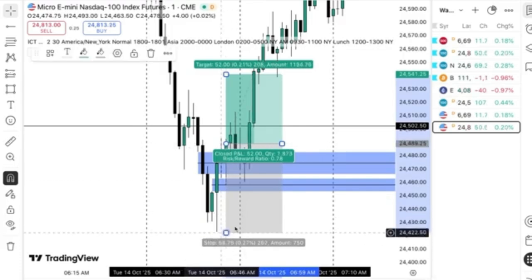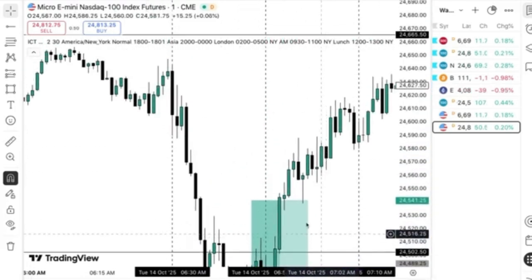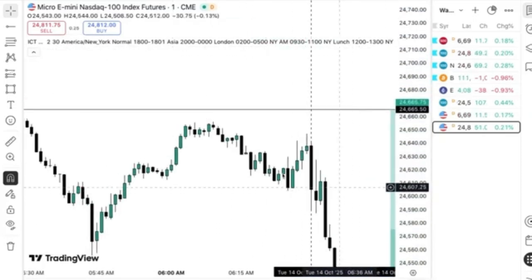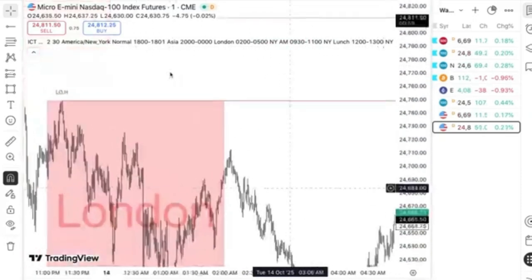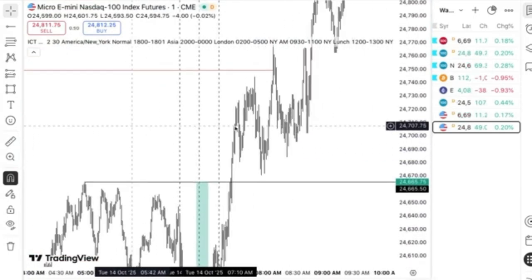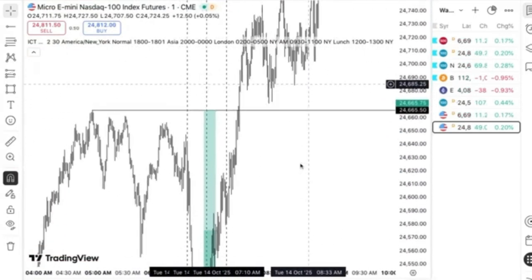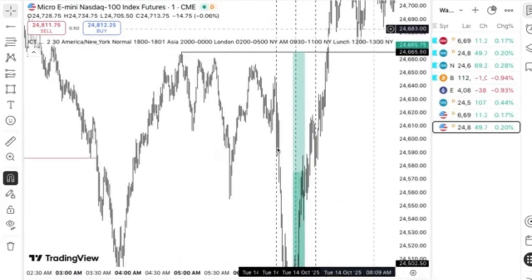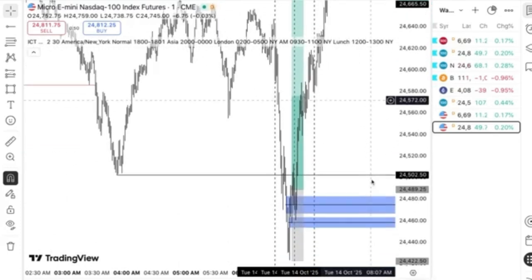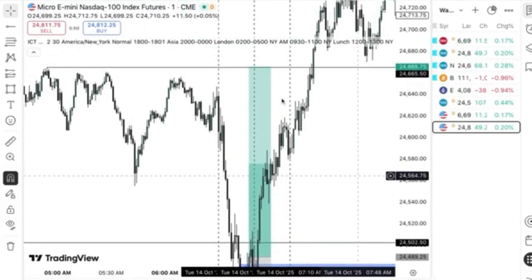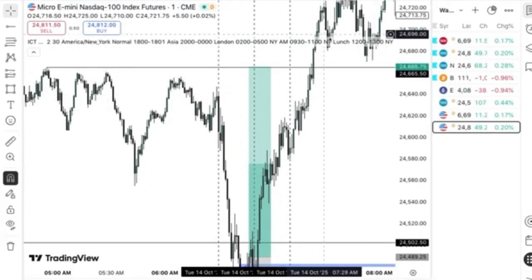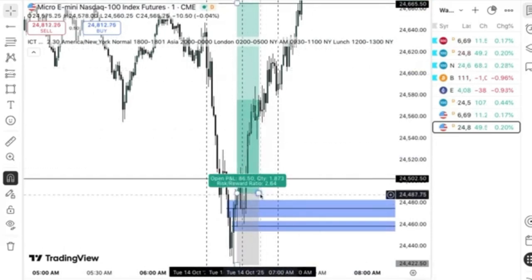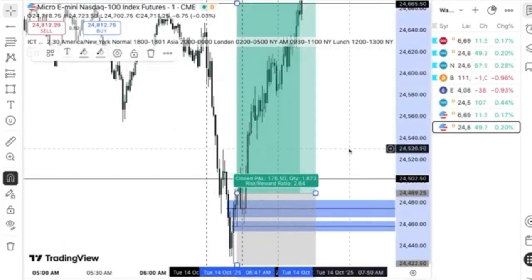And my stop loss right here, and targeting equal highs right here. I could have targeted London session highs. As you can see, we did come up to London session highs, but I just didn't want to go for too much because we had news around that time, and I just wanted to be out of the market pretty early. So this was my trade for today.